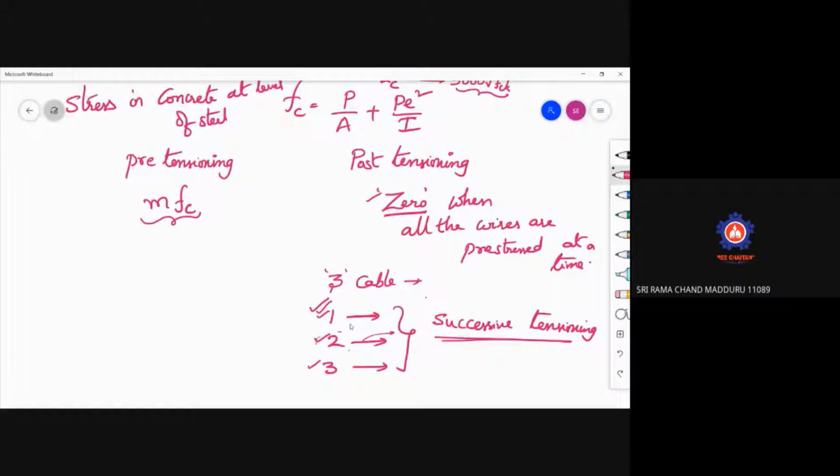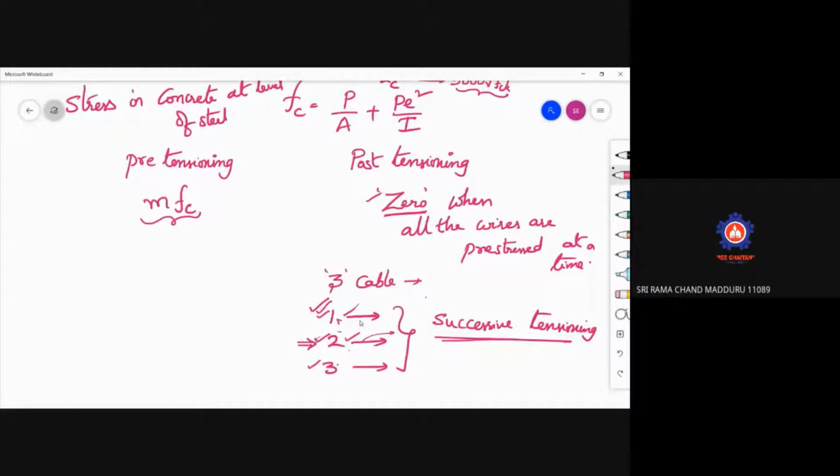Now when the second wire is stretched, the second tendon, steel wire or rod, whatever the bar, this will give a loss of pre-stress in the first wire. When the third one is stretched, it will create a loss of pre-stress in the second and first steel wires. So that is what we have to understand.